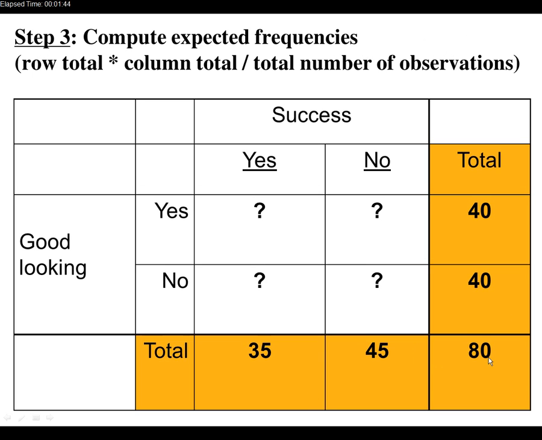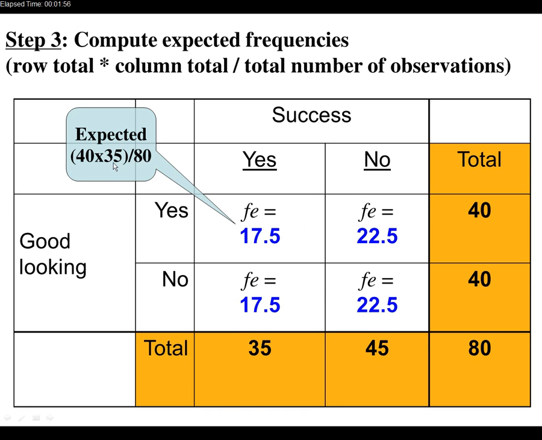Step three is we compute the expected frequencies. So we take the row total times the column total divided by the total number of observations. Let's take a look. Here's the expected, which is 40 times 35 divided by 80. The expected here is 17.5, 22.5 for this cell, 17.5 for this cell, and 22.5 for this.